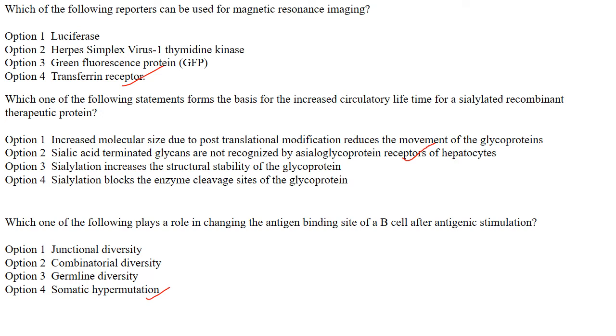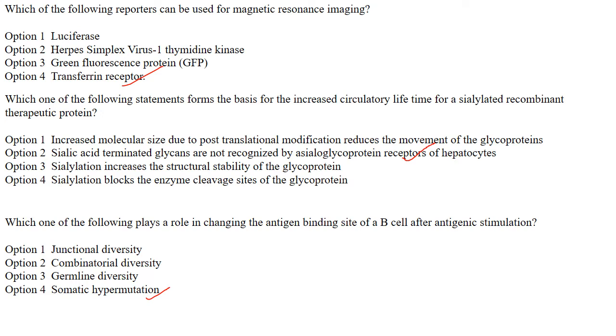Which of the following reporters can be used for magnetic resonance imaging? Transferrin receptor. Answer is option 4. Then which one of the following statement form the basis for increased circulatory lifetime for a sialylated recombinant therapeutic protein? So sialylation of glycoprotein therapeutics plays an important role in regulating circulatory half-life of recombinant drugs.